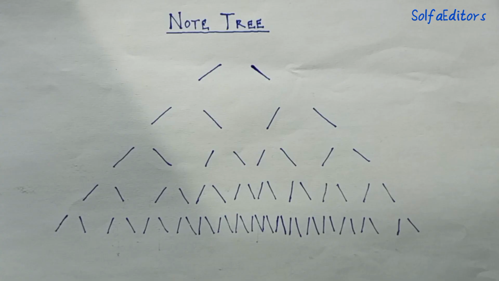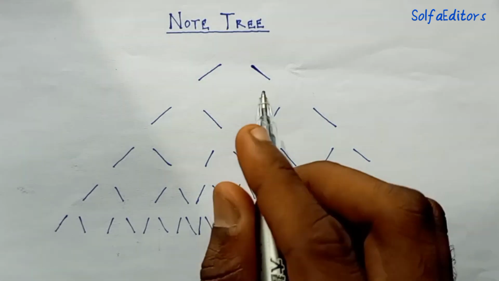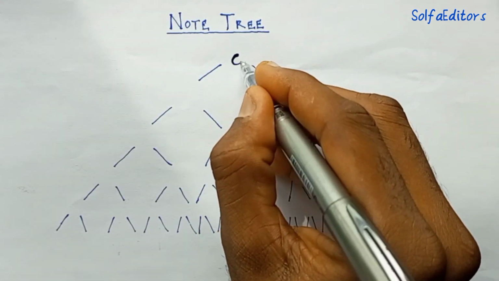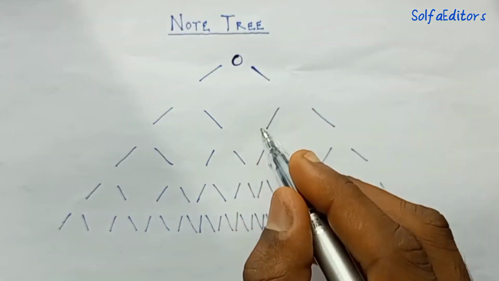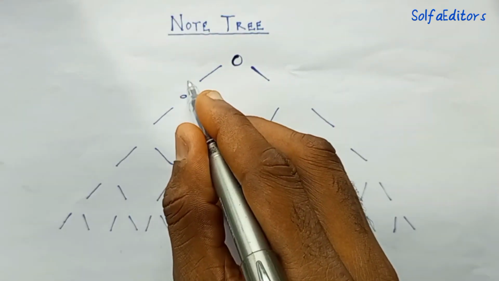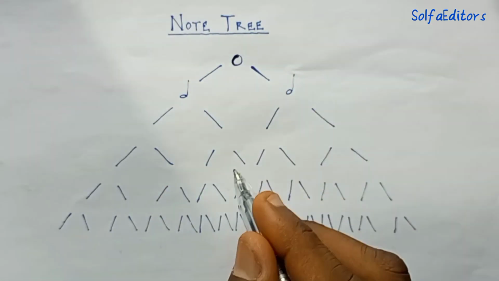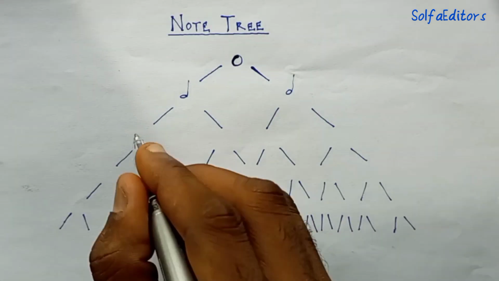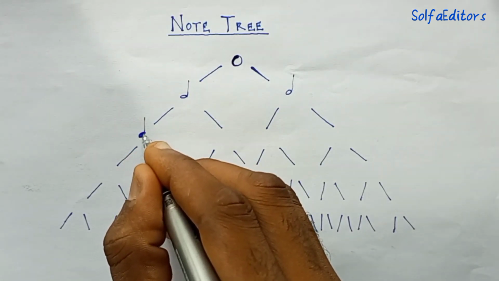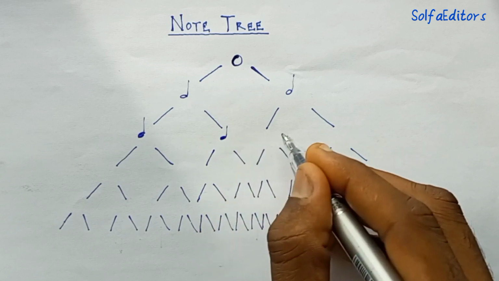This is a note tree to show us the relationship of notes. Their mother note is whole note. One whole note gives birth to 2 halves. 2 half notes make 4 quarter notes.